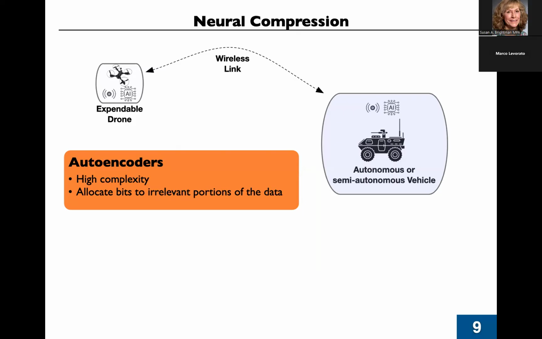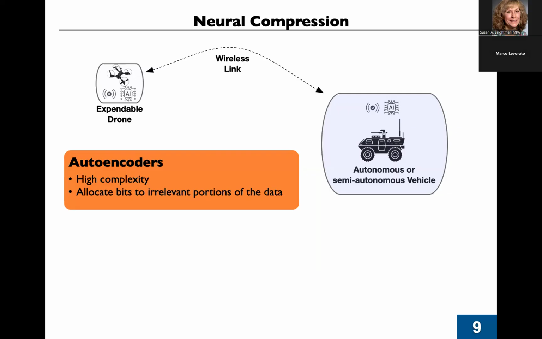Now, of course, you have the other end of the solution range, which is autoencoders. So you can use neural models to compress. The problem is that they're typically very complex, sometimes more complex than just doing the computation by yourself.